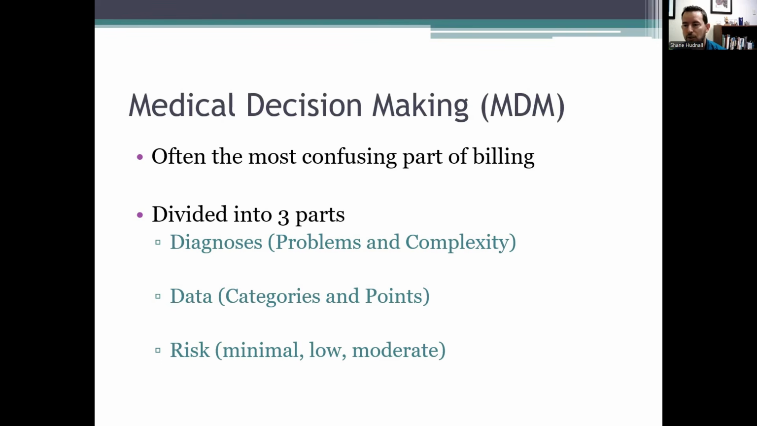Now, often the most confusing part of billing is the medical decision making, and this is the most important part for this talk. It's divided into three parts. So your diagnoses, those are the problems and the complexity of those problems, data, which have different categories and points assigned to those, and risk: minimal, low, moderate, or high. And each of these three parts gets a level from 1 through 5, though we don't use 1 much anymore.